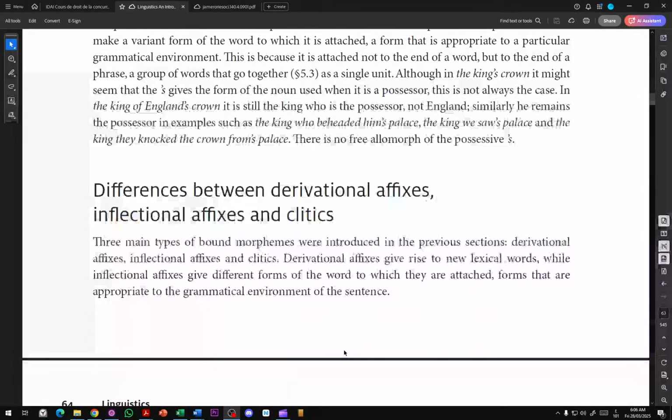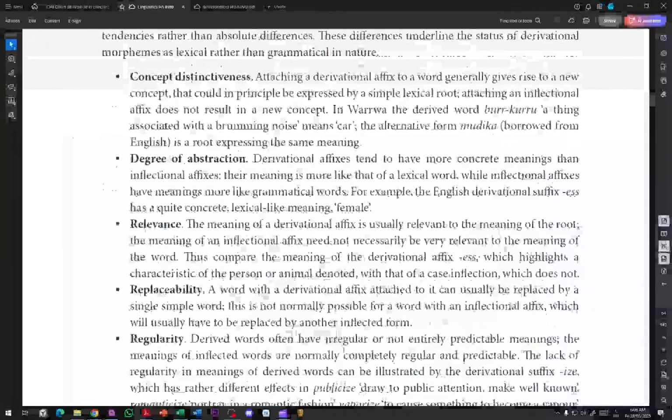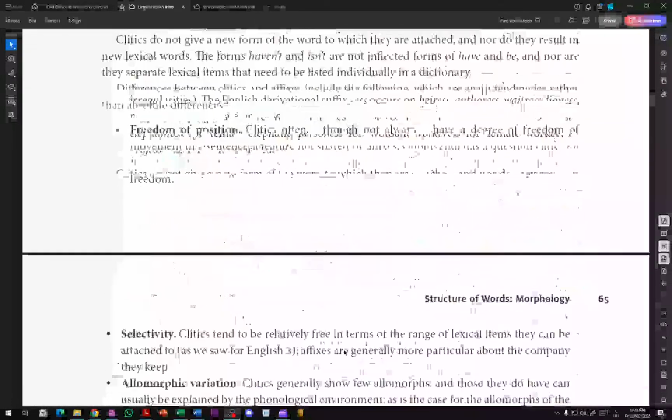Okay. Like what? What's an example of proclitics?